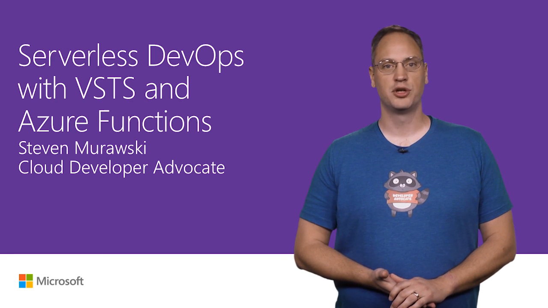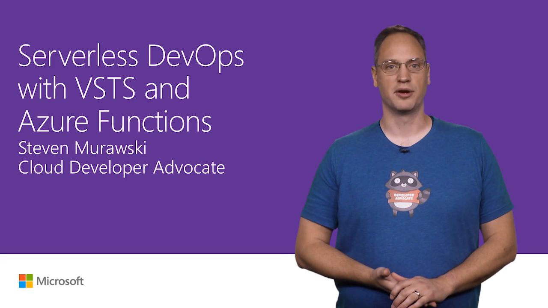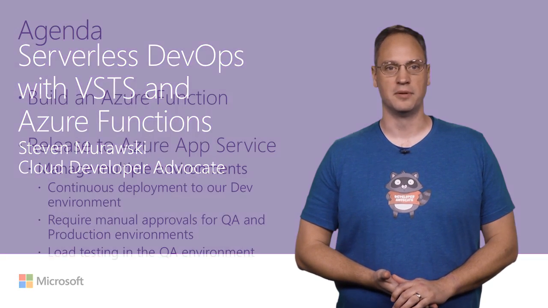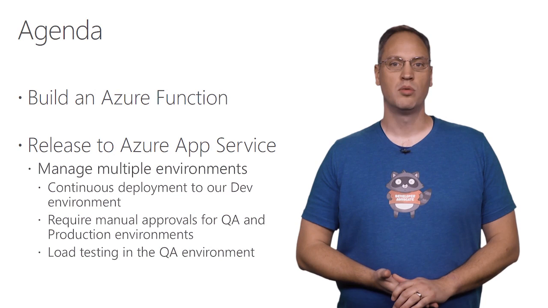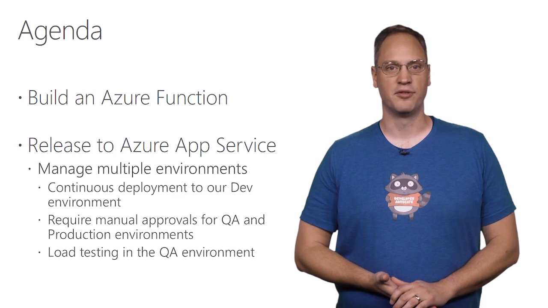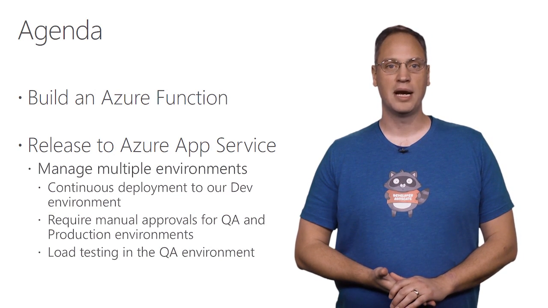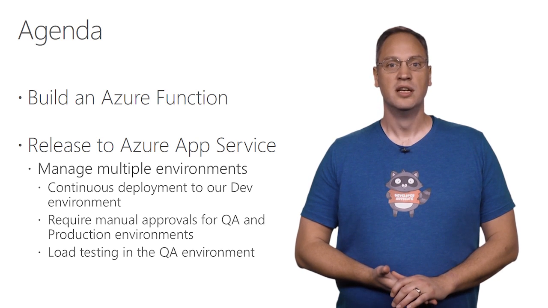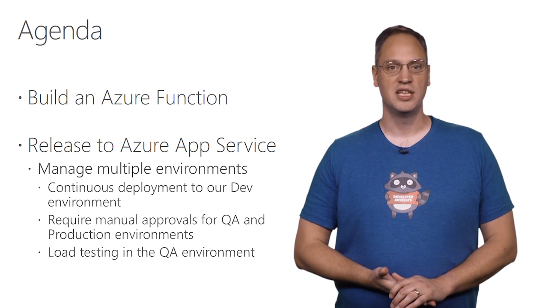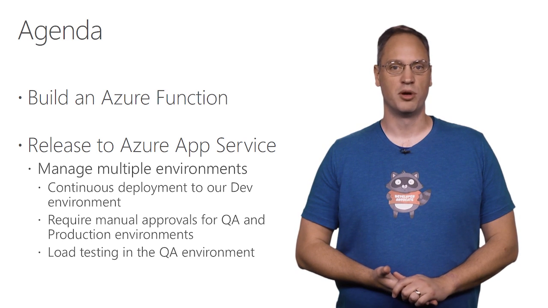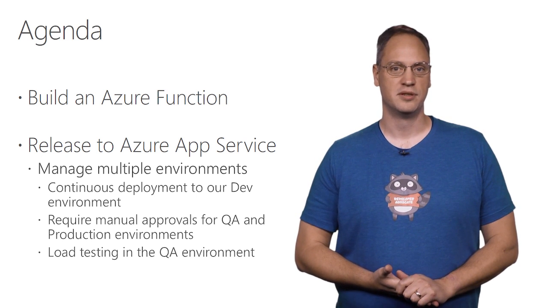In this video, I'm going to show you how VSTS can build and deploy your Azure functions in a DevOps pipeline. We'll walk through a sample build and release pipeline for an Azure function. We'll build our application with VSTS and deploy to an app service. In this release process, we'll see how we can automate the release process to support multiple environments and quality steps.